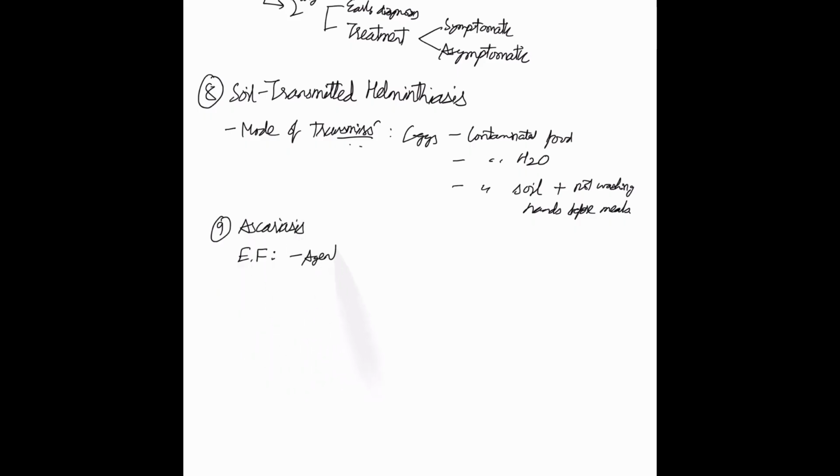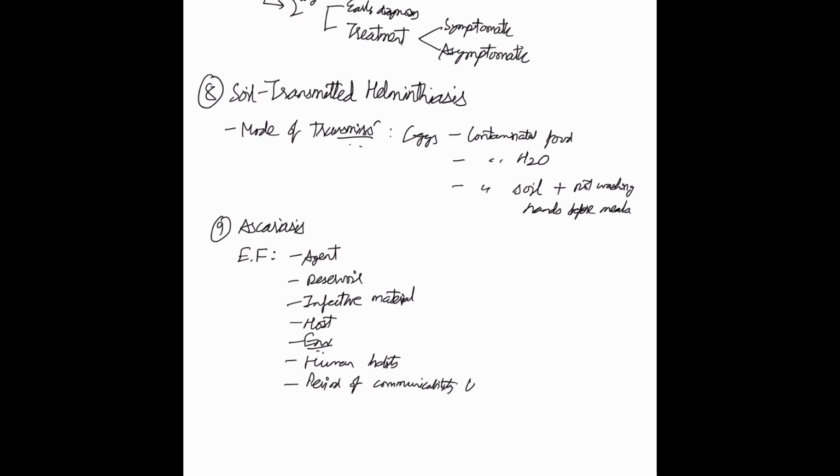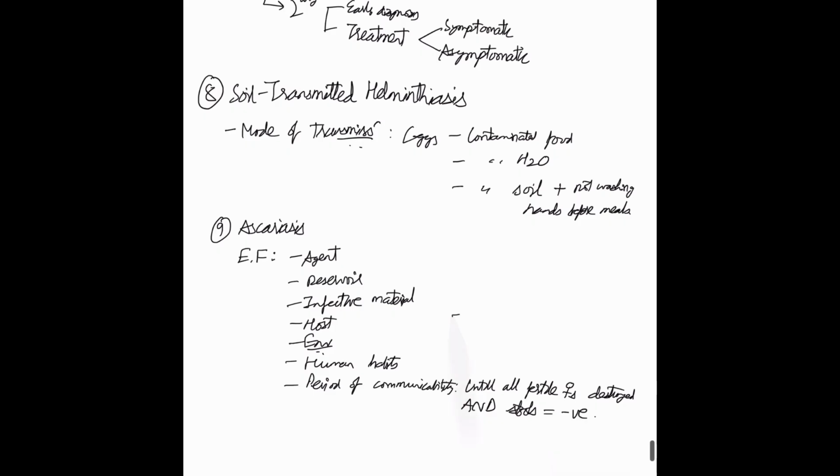You need to know about the agent, reservoir, infective material, host, environment, human habits, and the period of communicability. That is, until all fertile females are destroyed and stools are negative, the disease remains communicable. Incubation periods can stretch from 18 days to many weeks. By the way, EF stands for epidemiological features.